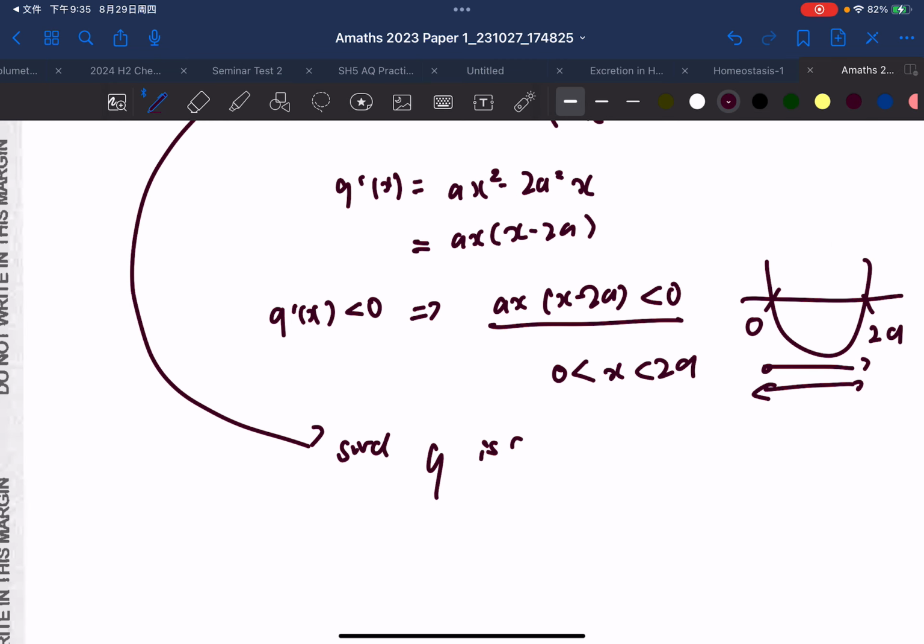If it is completely lying above the x-axis, it will become like this. Same thing, b squared minus 4ac lesser than 0, but my a, which is my coefficient of x squared, has to be larger than 0. Okay?